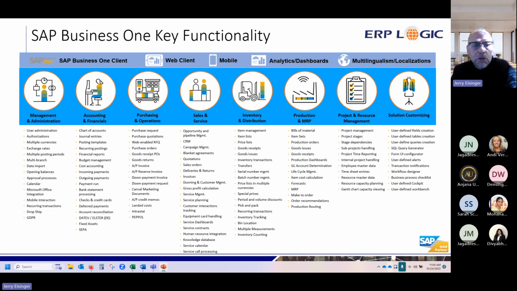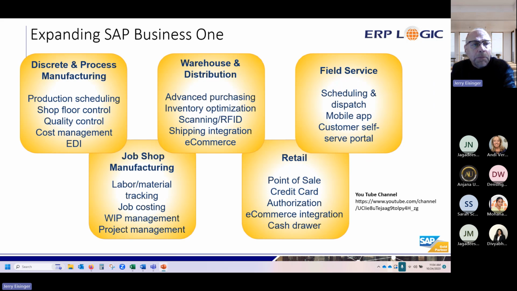Beyond the capability that you get with Business One out of the box, we also have the ability to expand its capability to make it specific for different industries: discrete and process manufacturing, job shop manufacturing, warehouse distribution, retail, and field service. Again, just to give you a few examples of that. And there are many different industries that this software is used in. But as I mentioned, this is really not the focus of today's discussion. But if you do want to learn more about SAP Business One, you can go to our website, or down here is a link to our YouTube channel where you can see many videos and past webinars that we've done on SAP Business One. There's lots of information out there available to learn about what Business One does and its capabilities.